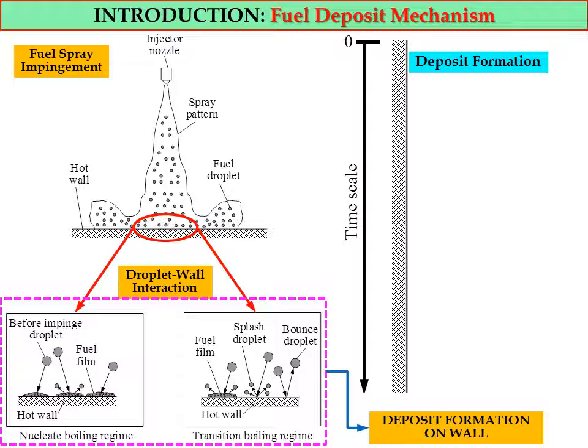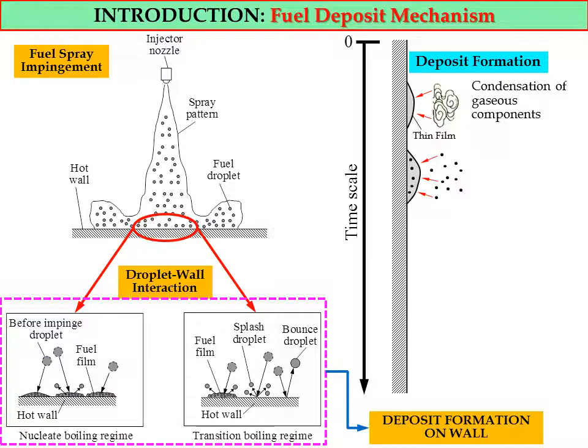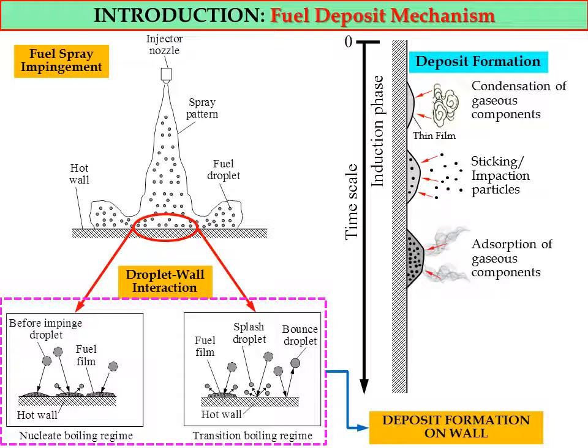So we have a few processes involved in deposit formation. First, we have the condensation of gases component, where during the process a thin film of fuel will form on the wall, and then the process of impaction of particles on the thin film. So this process involves an induction phase, and then the third process involves absorption of gases component into what I call absorbed by the deposit material that is already attached on the wall.